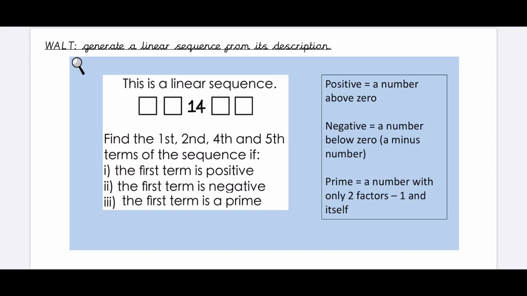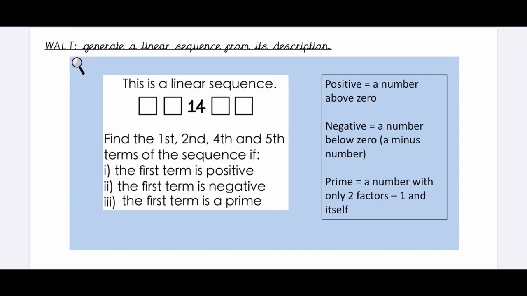Okay, so your DYU then is a missing number question. So your sequence goes something, something, 14, something, something, okay? So there are 4 missing terms, the first term, the second term, the fourth term, and the fifth term. Now, we need to work out what those values could be in 3 different circumstances. So there are 3 different parts to the DYU question.